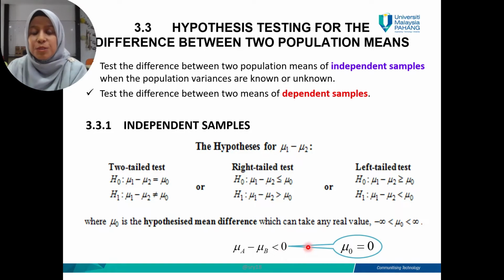This is how your two-tailed test is going to look for differences between two population means. This is how your right-tailed test is going to look. So always put the parameter on the left-hand side and just leave the hypothesized mean difference on the right-hand side of this equation.